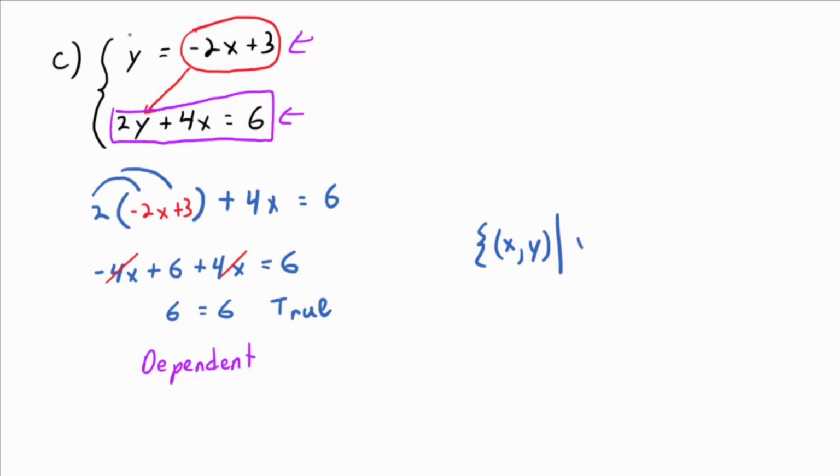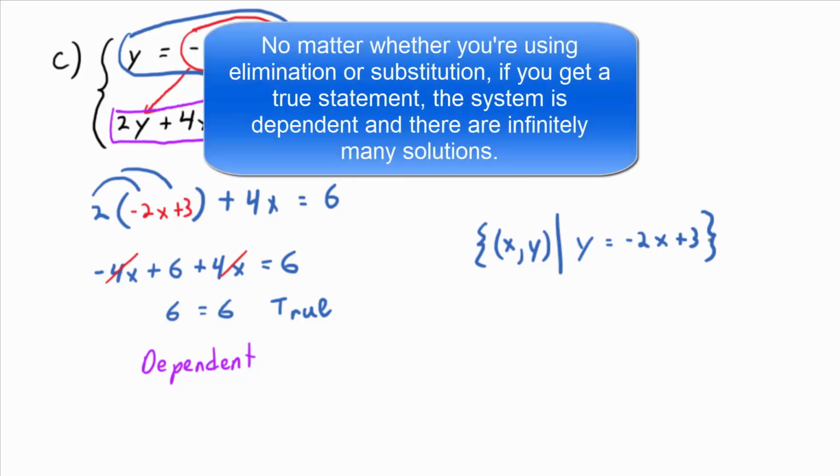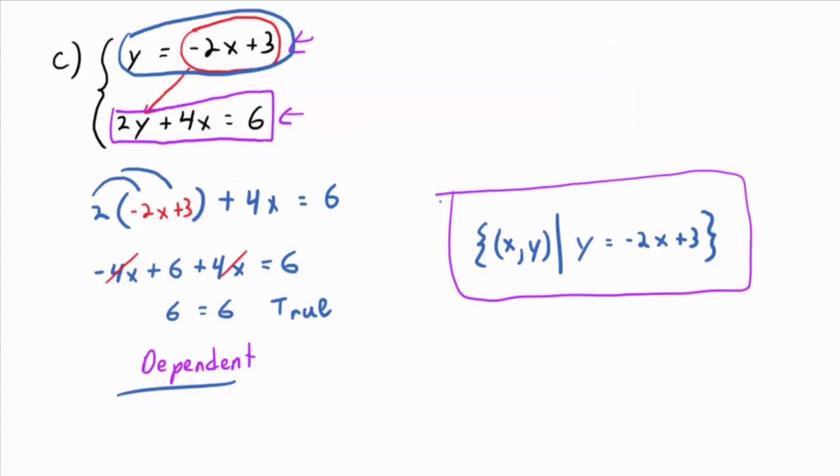You could write down either equation. I'm going to write down the top one. Such that y has to equal negative 2x plus 3, which is just a fancy way of saying, hey, x and y have to lie on the line. They have to lie on the graph of the line. Because every ordered pair on that line is a solution. So dependent system, there's an infinite number of solutions, and this is how you characterize the infinite set of solutions.